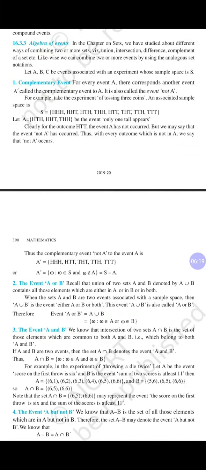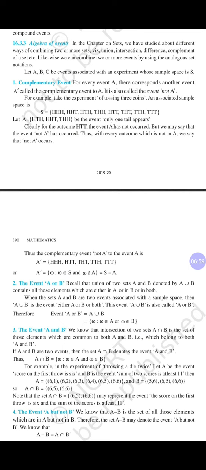Now let's talk about algebra of events. First of all, we have the complementary event. What does it mean by complementary event? That means if we have a sample space, here S is written, and A is written here, the complement of A will be all the elements of S which are not in A. All the elements of S which are not in A will be called the complement of A. So A and A dash, it is the complement of A, will be called not A or A dash.